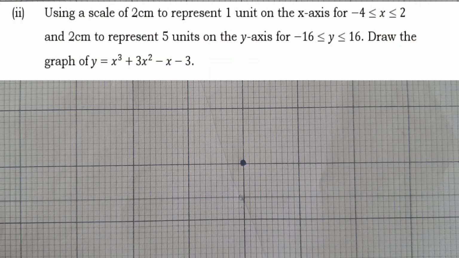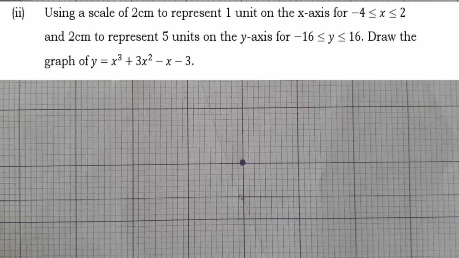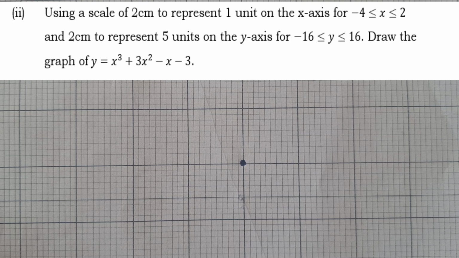So I want you to tell me, looking at how it looks here, who is going to say something? Lusa, say something. How are we supposed to be moving along the x-axis? You know that this is the x-axis. 1 unit. Yeah, louder, guys. 1 unit. So the question here says, using a scale of 2 centimeters to represent 1 unit, meaning we're moving in ones. Okay? Yes. They've given us the scale here.